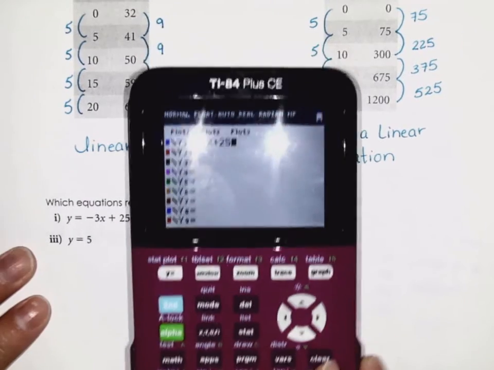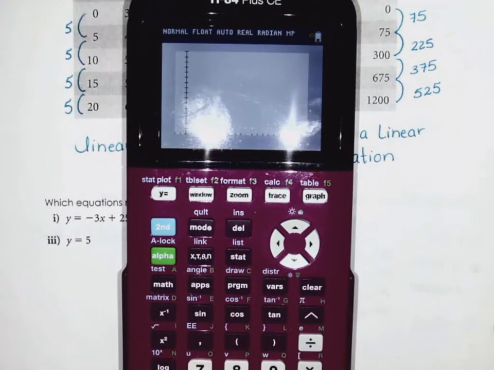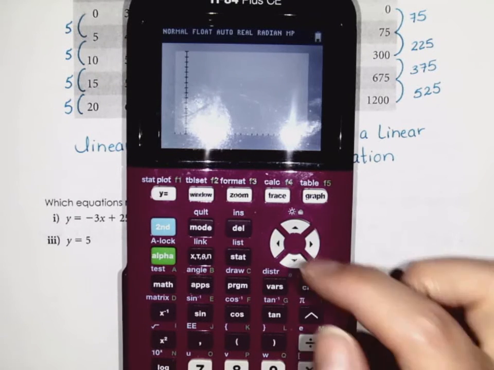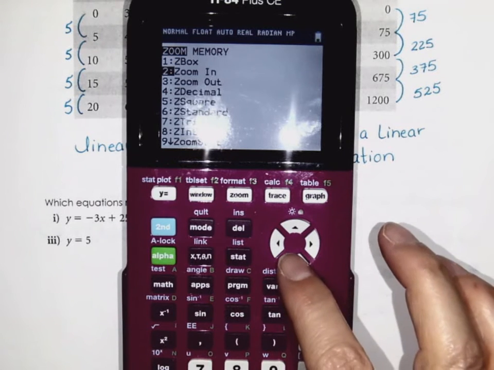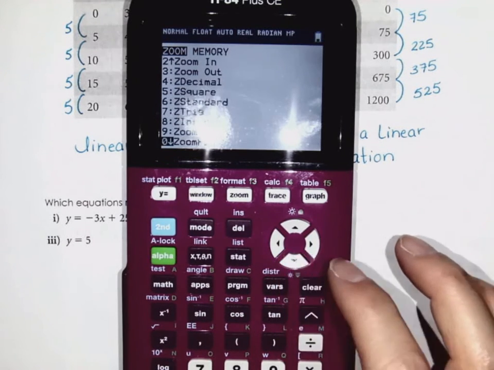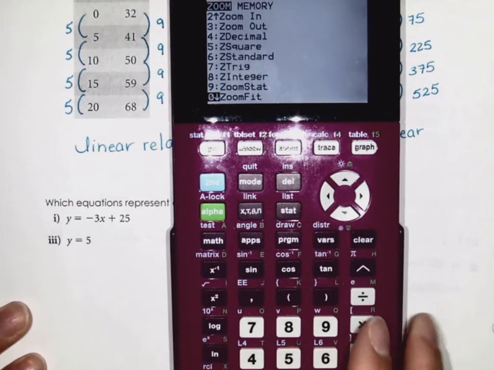Okay, we're going to hit the graph button. And you'll see that mine doesn't show anything because I have a weird window on. So I'm going to hit the zoom button. And I'm going to hit option 0, which is zoom fit. Option 0 is zoom fit.